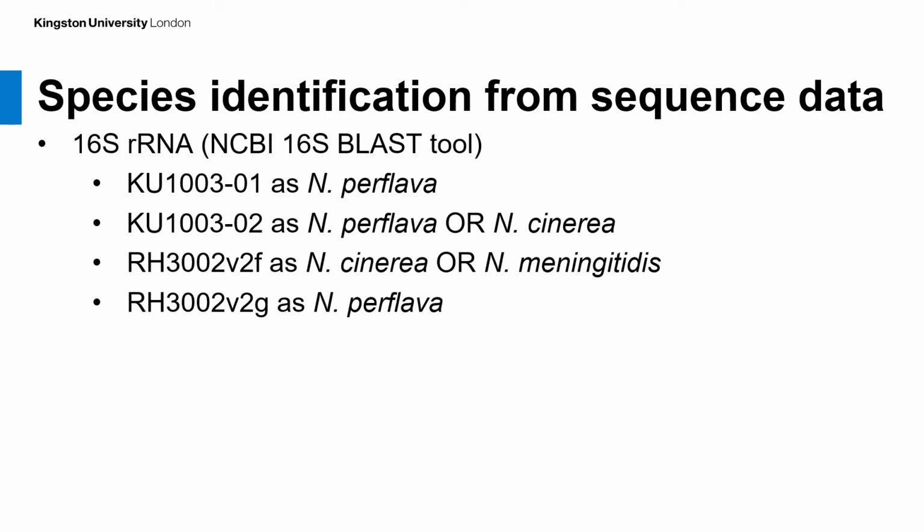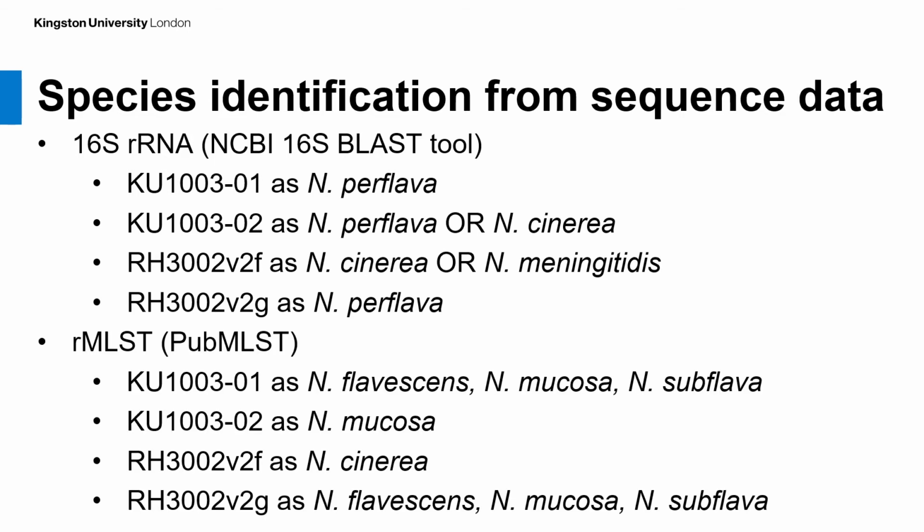For species identification from the sequence data, we first started by looking at the 16S ribosomal RNA using the NCBI tool. Some species were identified there. And then we looked at the ribosomal MLST using the PubMLST tool, and some species were identified there. You can see there's some overlaps. Something to keep in mind: Neisseria perflava and Neisseria subflava have actually been combined into one, so they're now all called Neisseria subflava. So actually the two results there for the first isolate, KU 1003-01, do agree on that final subflava perflava.